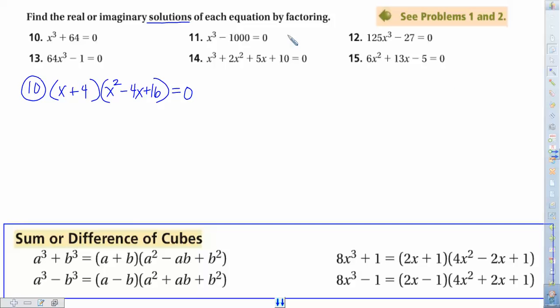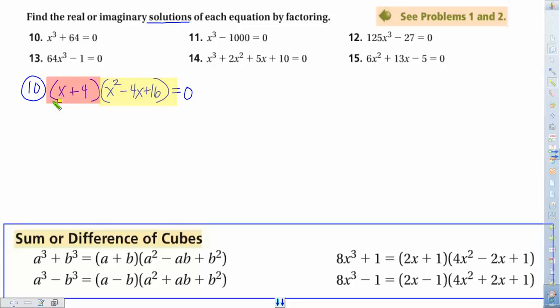And one of those answers that we have to have comes from this guy right here, right? We have two things being multiplied together. We have x plus 4 times x squared minus 4x plus 16. So one of those two factors has to be 0.